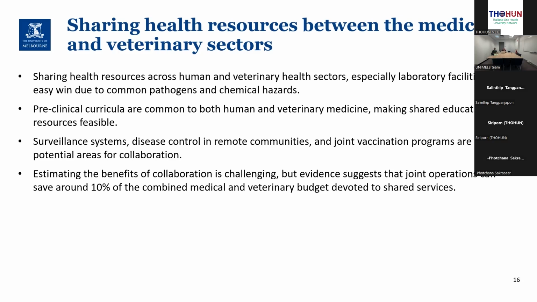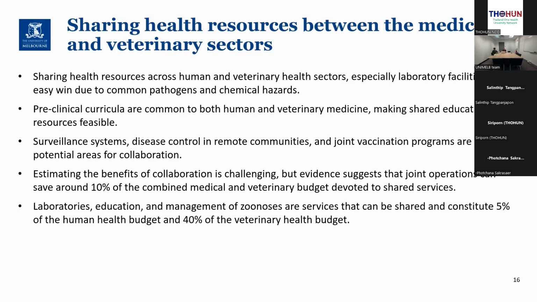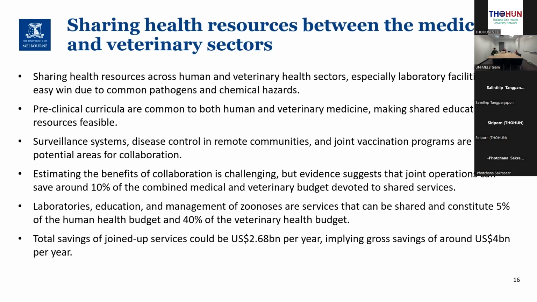So estimating the benefits of collaboration, she says, is challenging, but the evidence suggests that joint operations can save around 10% of the combined medical and veterinary budget devoted to the shared services. So laboratories, education, and management of zoonoses are services that can be shared and constitute 5% of the human health budget and 40% of the veterinary health budget. So you can see where the impact would be a bit more in veterinary health. So her estimate here is that total savings of joined up services could be 2.65 billion US dollars per year, implying gross savings of around $4 billion per year.